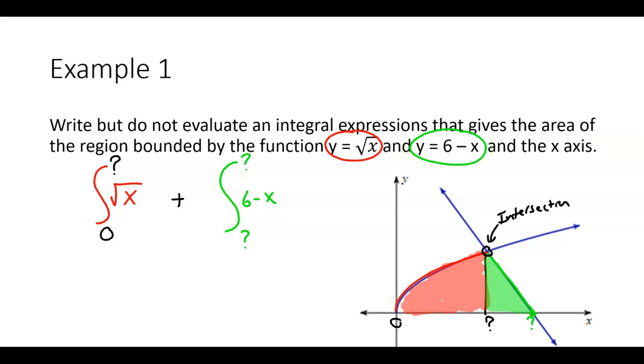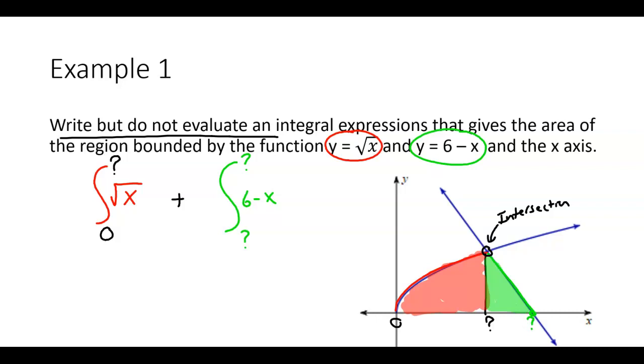So to get this thing completely done, I basically need to find those intersection points to get the answer. Notice the directions are saying write but don't evaluate. That means I don't need to figure it out. I just need to write the integral, and that's all we're going to do. So let's find the intersection points.